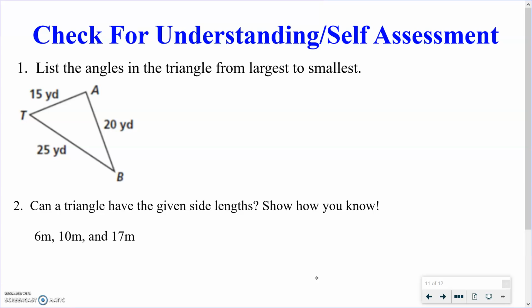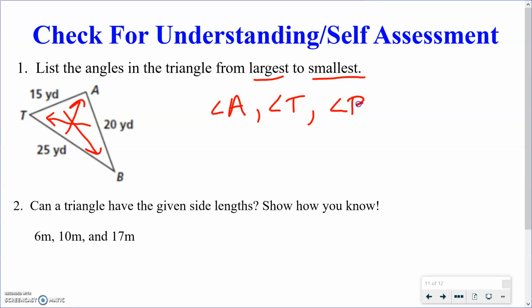Okay, so if we're listing the angles in the triangle from largest to smallest, you have to pay attention. This time we're listing the largest one first. I need to look at the side lengths, and I see that the largest side is 25, and that's across from angle A. Okay, the next longest side length is 20, which is across from angle T. And then the shortest side is across from angle B. So angle B is the smallest angle.